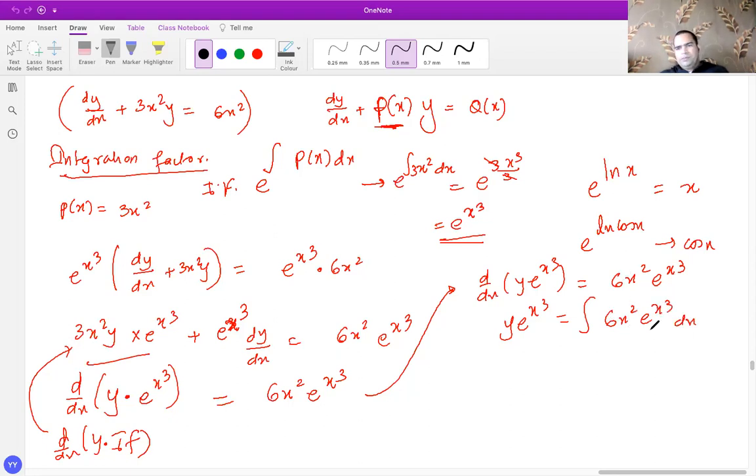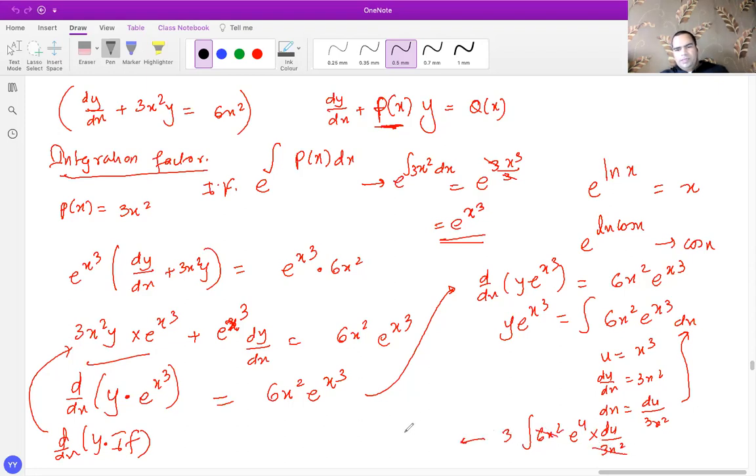Now this part you do by substitution. E to the power x cube, you do by substitution here. On the left-hand side the derivative and integration cancel, but on the right-hand side, let u be x cube. So du by dx will be 3x squared, and dx will be du over 3x squared. Put it in: it'll be 6x squared e to the power u du over 3x squared. This gets cancelled and 3 comes out.